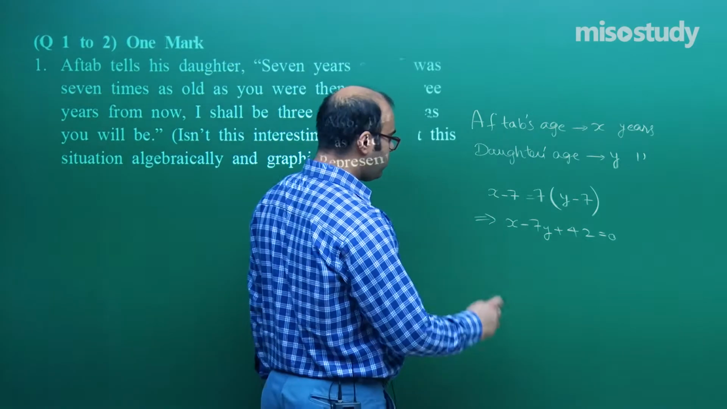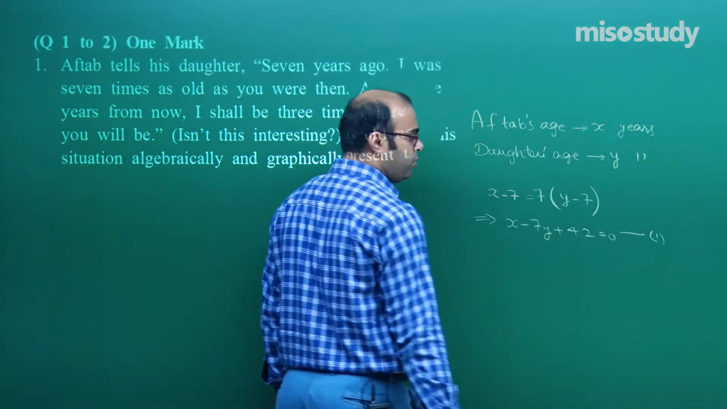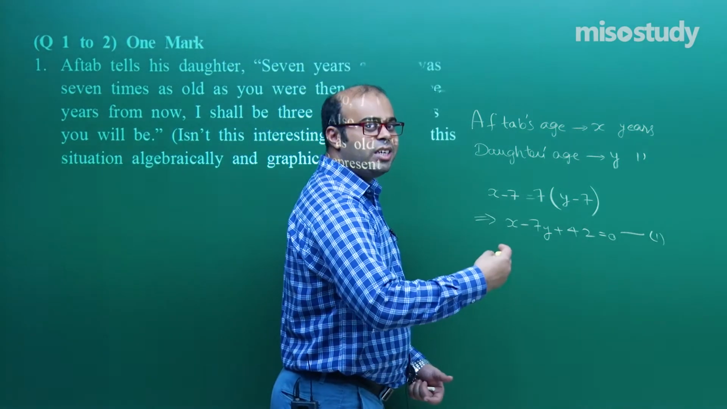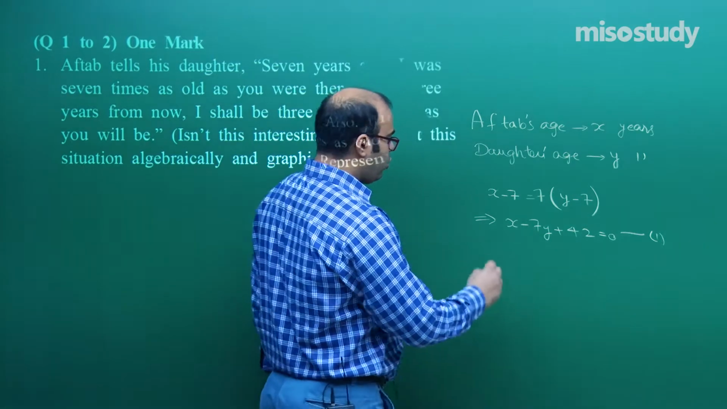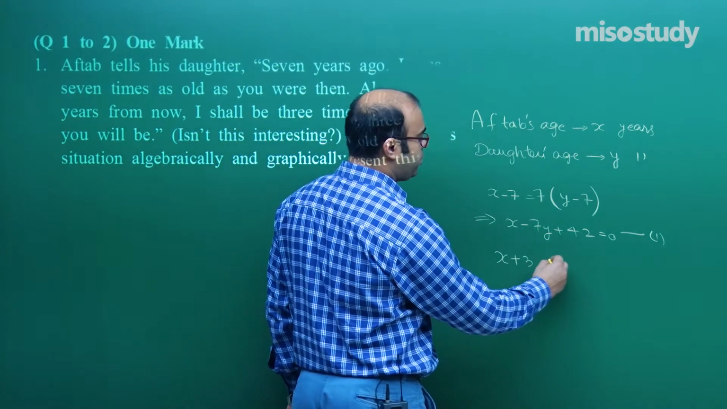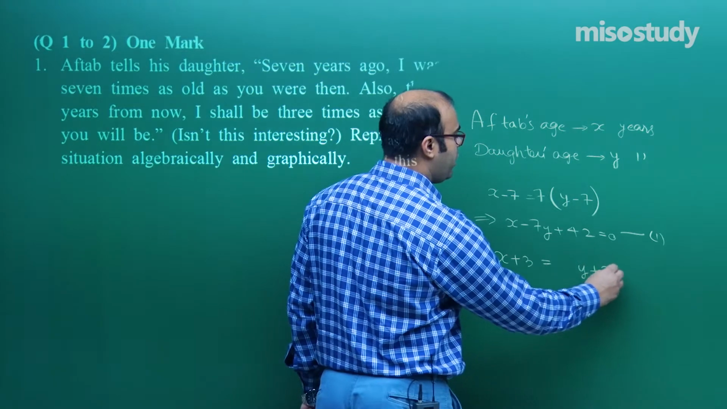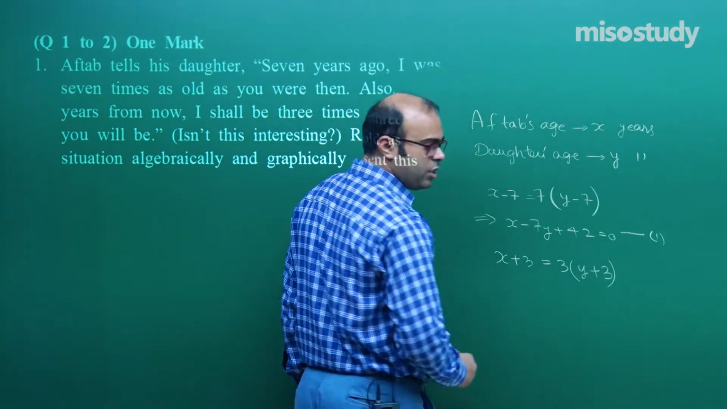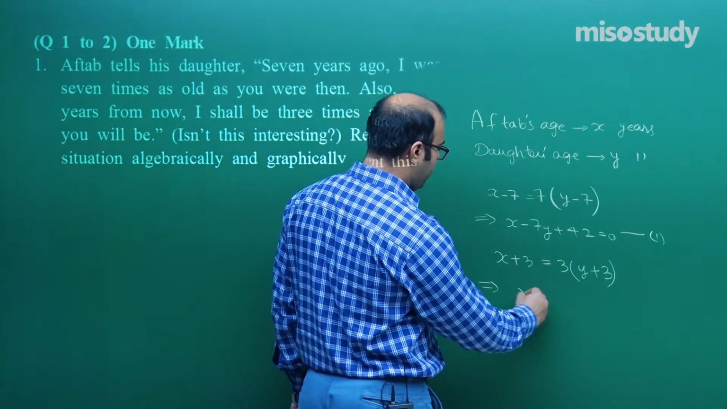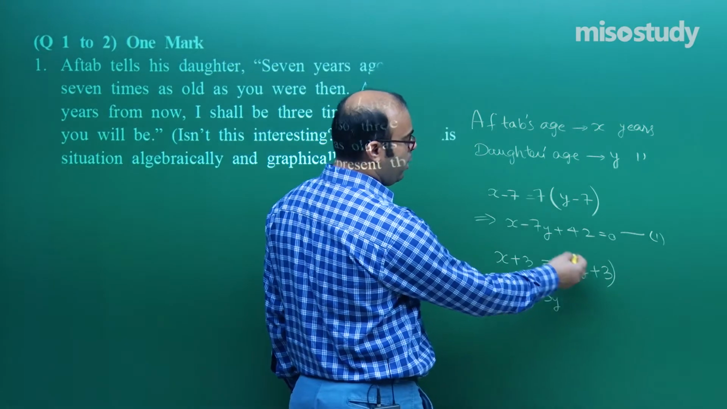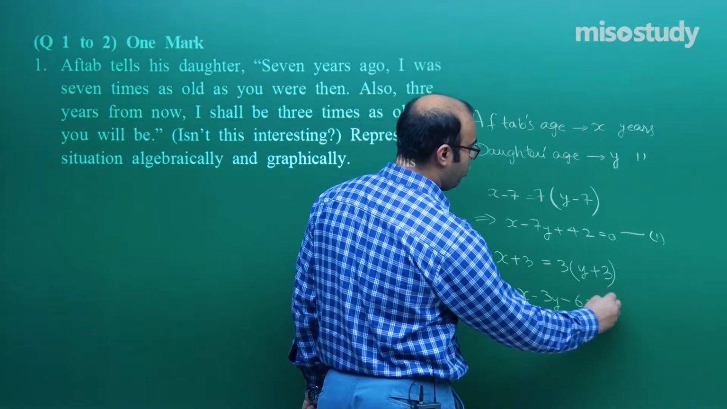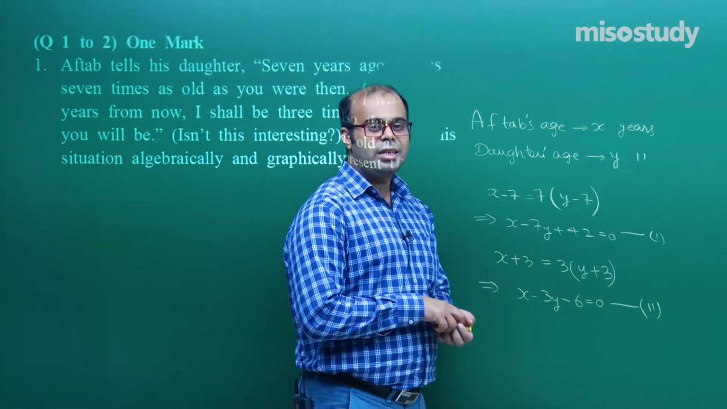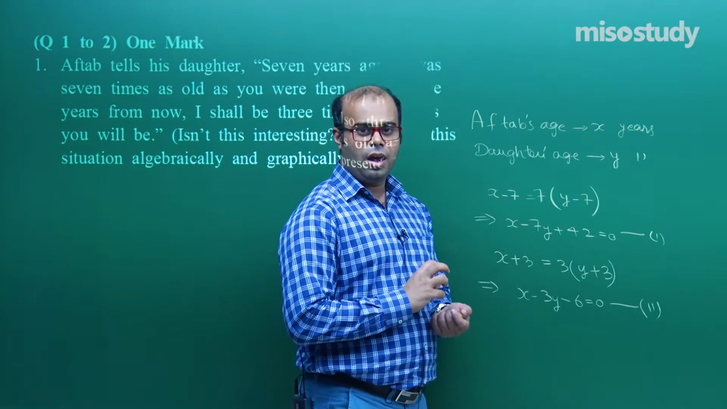Another statement which Aftab is saying is that 3 years from now he will be 3 times as old as his daughter. So x plus 3 will be the age of Aftab 3 years later, and y plus 3 will be the age of the daughter 3 years later, and Aftab will be 3 times as old as his daughter. So this will give you x minus 3y minus 6 equal to 0. This is the second equation. So these are the two equations which represent the situation described by Aftab.